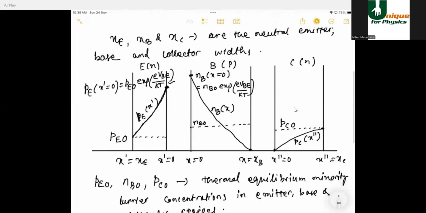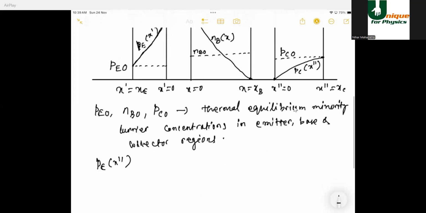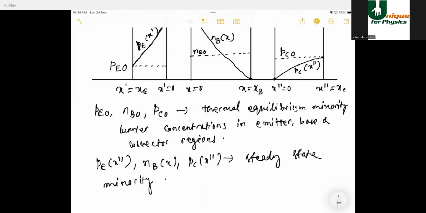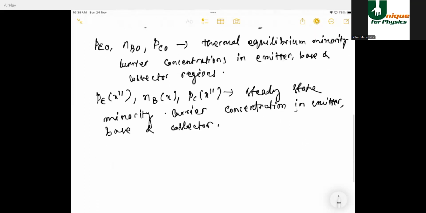is your P0 exponential of EV by KT, right? Similarly, we defined NBx, we defined PCx double dash. These are all steady state minority carrier concentrations in emitter, base, and collector regions. Okay, so these are the functions we defined.